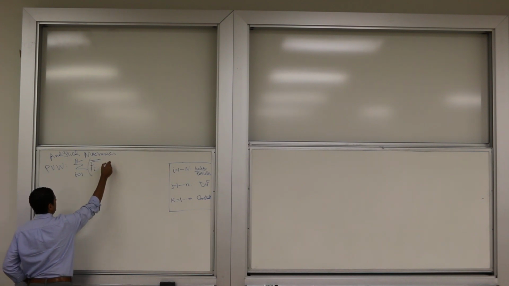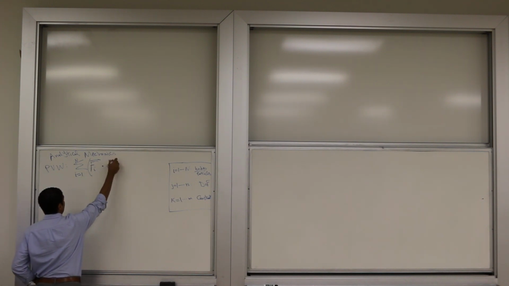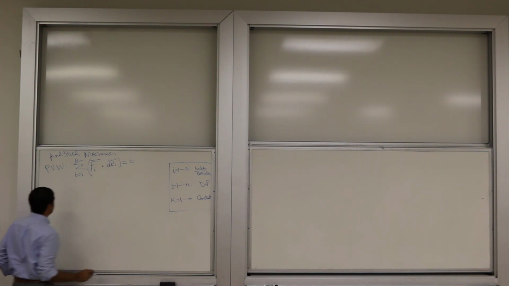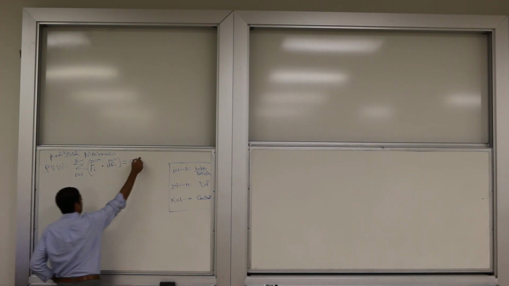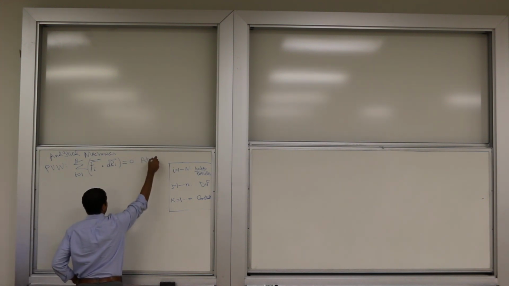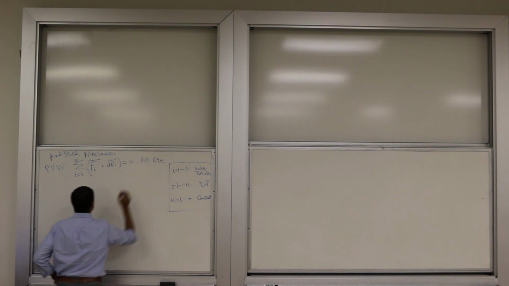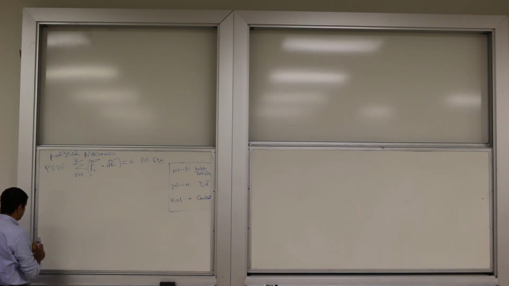This dotted with the virtual displacement of that body equals 0. This is at static equilibrium, right? Then we introduce the d'Alembert principle.